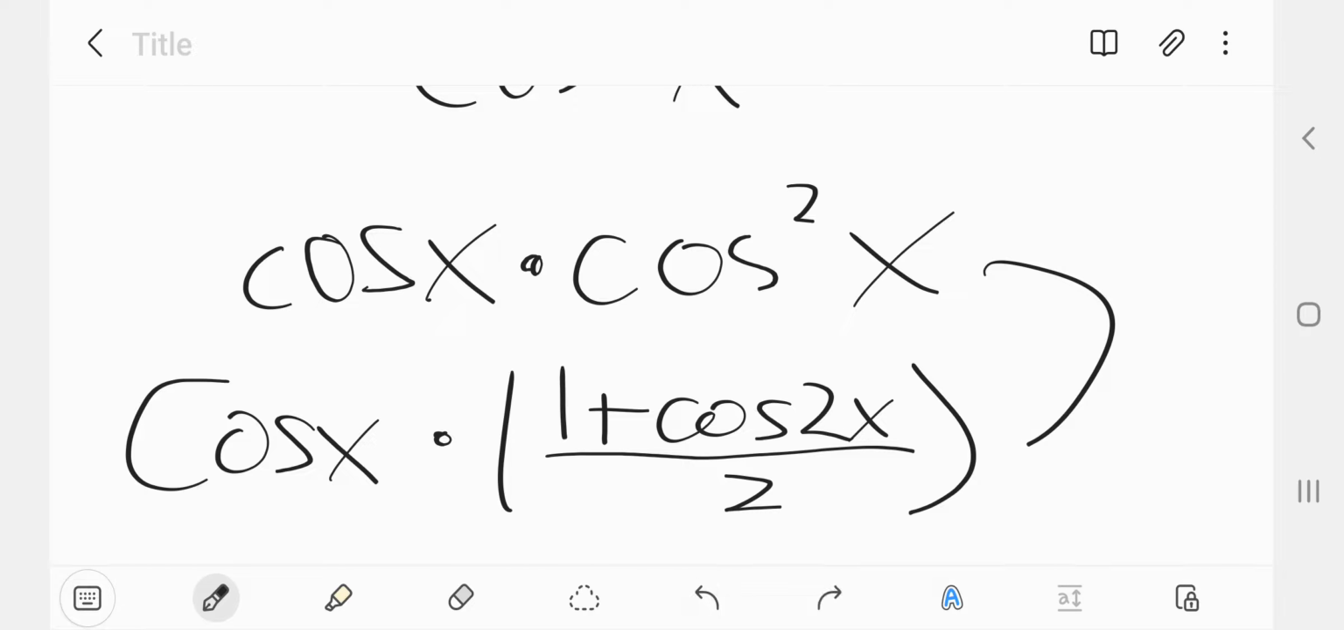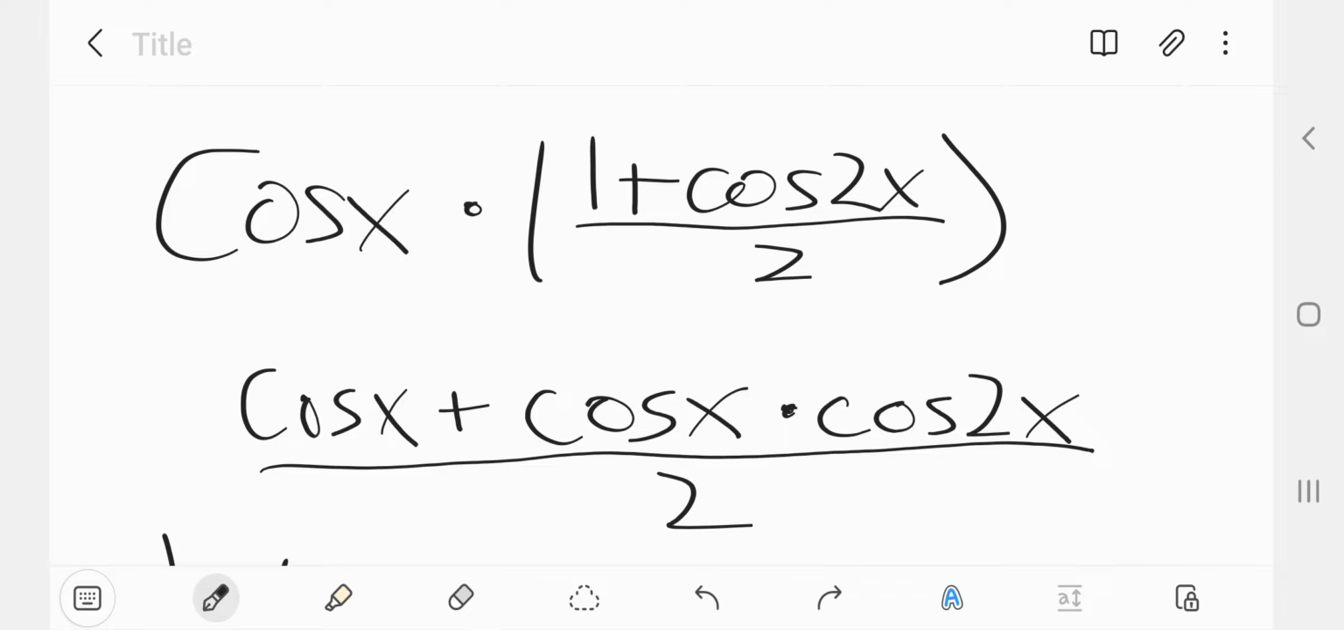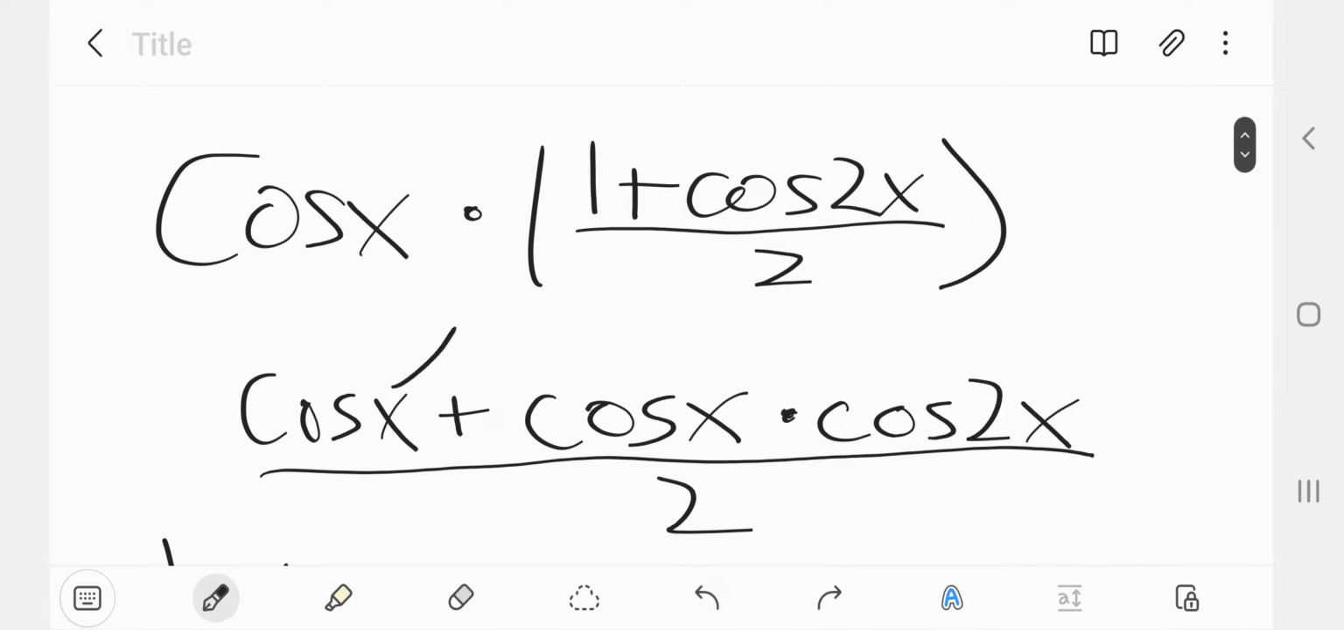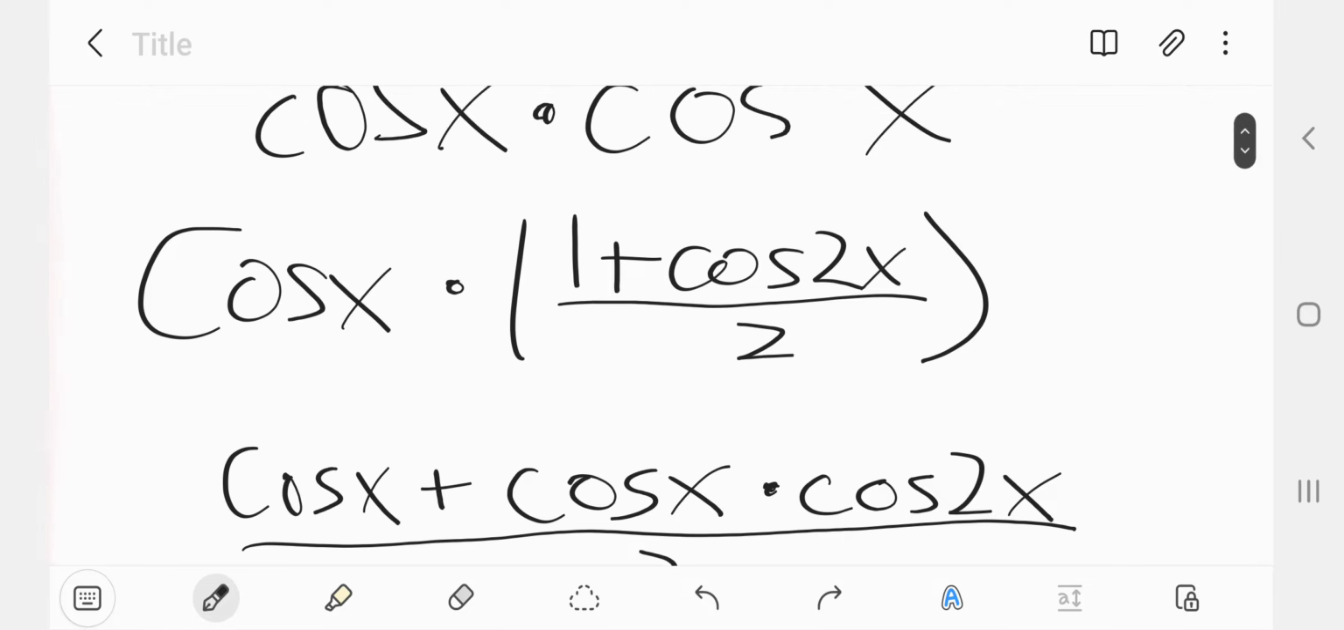Now the next step I've done is I multiplied it out. So I multiplied out cosine x times 1 and then cosine x times this other thing here, right? We're using the distributive property. So cosine x times 1 is just cosine x, which is right there. You might be noticing this, and you might be a little confused, like what is going on here? Well, that comes from the second part, right? Cosine x times cosine 2x.